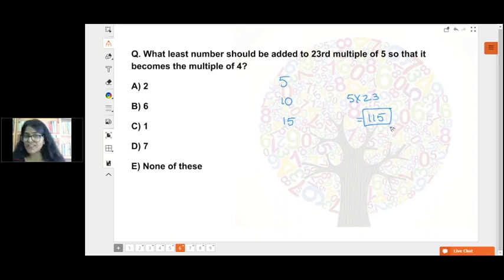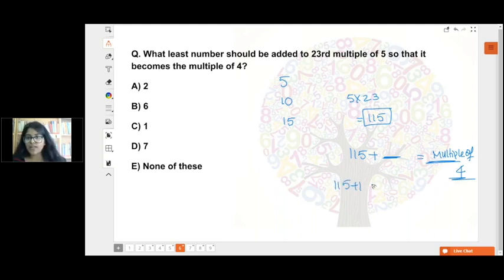So now the question is about this only, but we have to find out the least number that should be added to this 23rd multiple so that it becomes a multiple of 4. Otherwise, you have to add a number such that 115 after adding the number will be divisible by 4, right? If you have a multiple of 4, obviously it will be divisible by 4. That's what we want to do now. So what is the number you want to add here so that the resulting number will be a multiple of 4? Now let's start with 0. Well, 0 will not do anything. So let's start with 1.